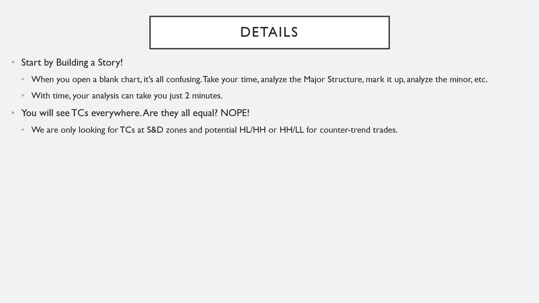Are they all important? Nope. We are only looking for trend changes at supply and demand zones and potential higher lows and higher highs, or higher highs and lower lows for counter trends. Okay, so say you have a push, right? An important trend change is going to happen if there is a supply on the left and you have a 50-minute trend change. What does that signify? It means you have a potential reversal, right? But then if you have a trend change right there in the middle of nowhere, it's not important. Why? Because still the market hasn't tapped 50% and it hasn't tapped a demand level.